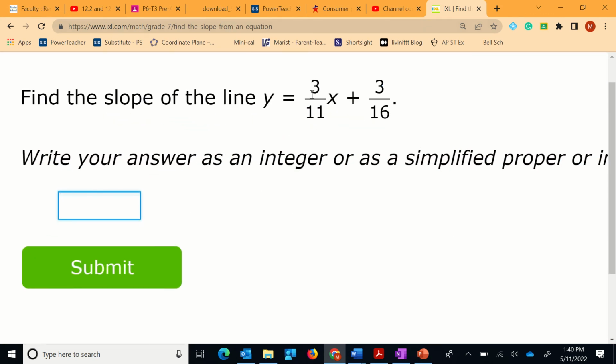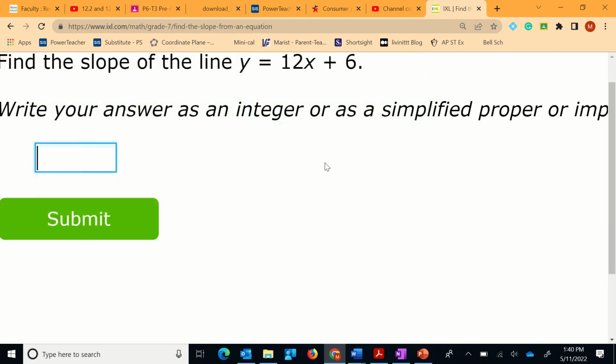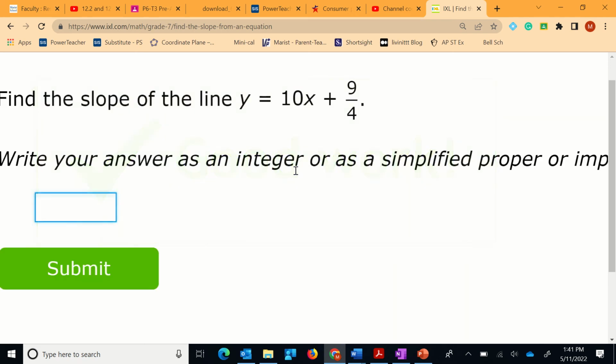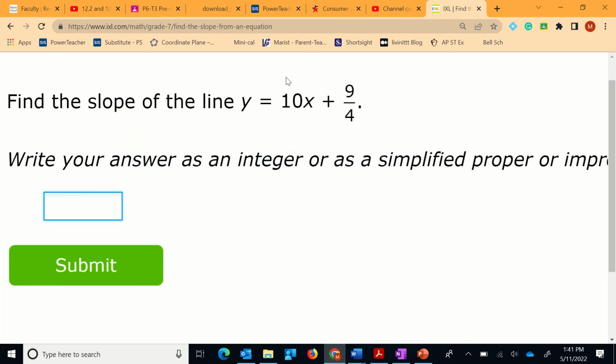3/11ths right here, the coefficient of x. 3/11ths. That is your slope. So you would rise 3 and run 11. Here, y equals mx plus b. M is the coefficient of x. 12 is the slope there. Y equals mx plus b. M is 10. 10 is the slope. 9/4 would be the y-intercept, by the way.